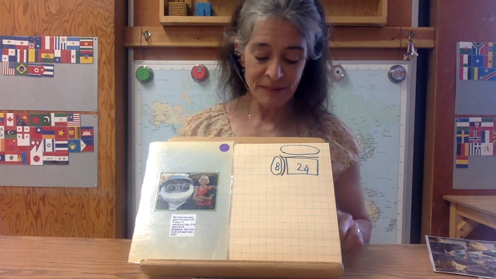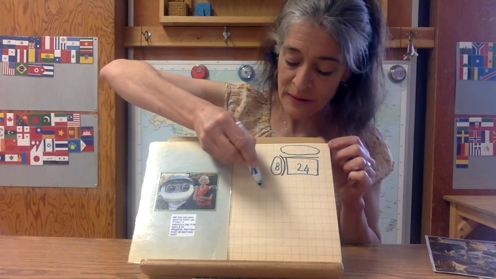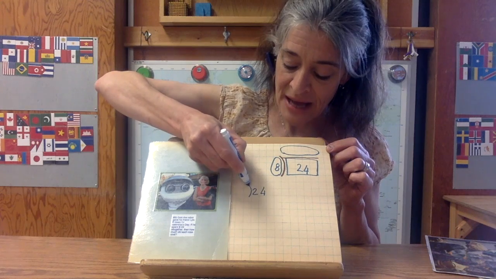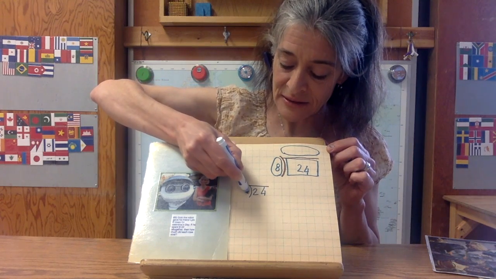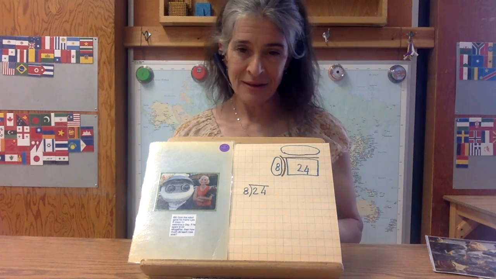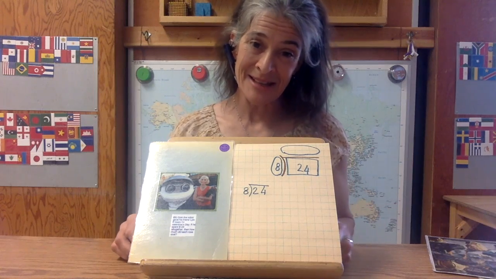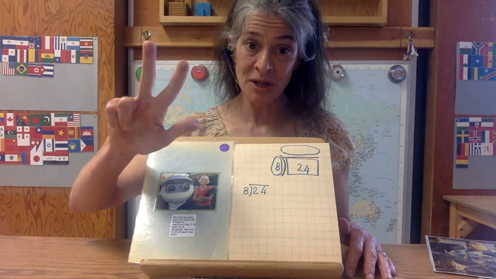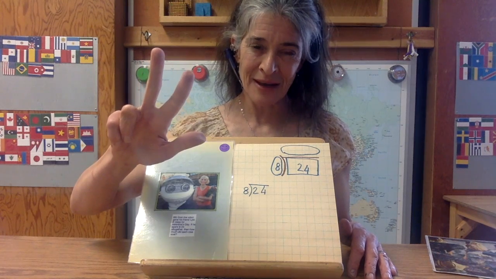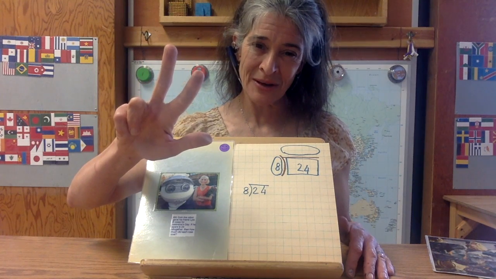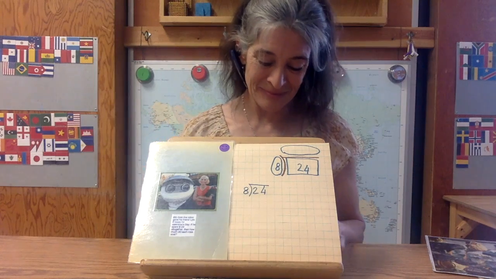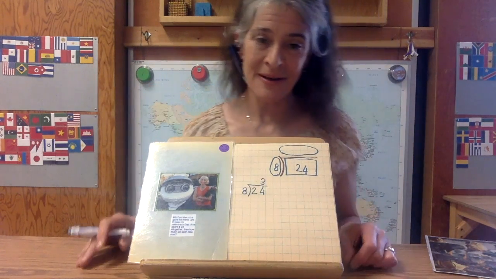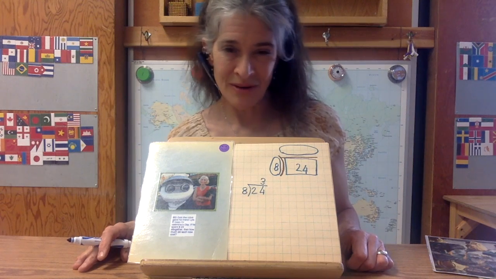Let's write our algorithm. 24 divided by 8. And we're skip counting 8s again, just like last time. 8, 16, 24. Stop. How many groups of 8 made 24? 3. So for our quotient, we have 3. Each rose cost $3.